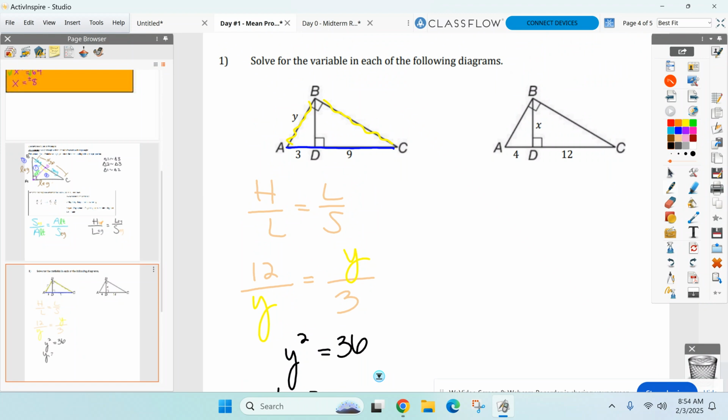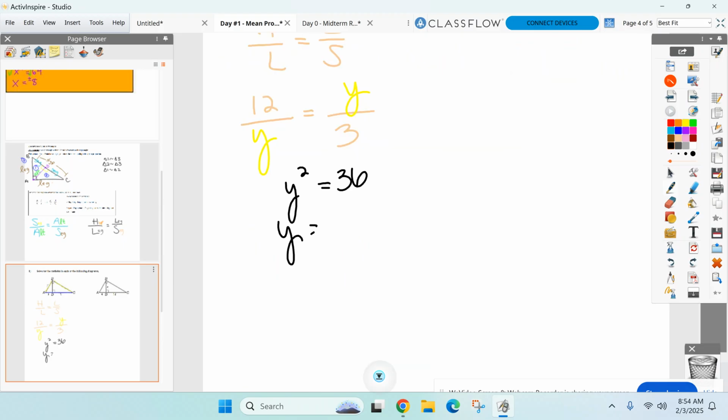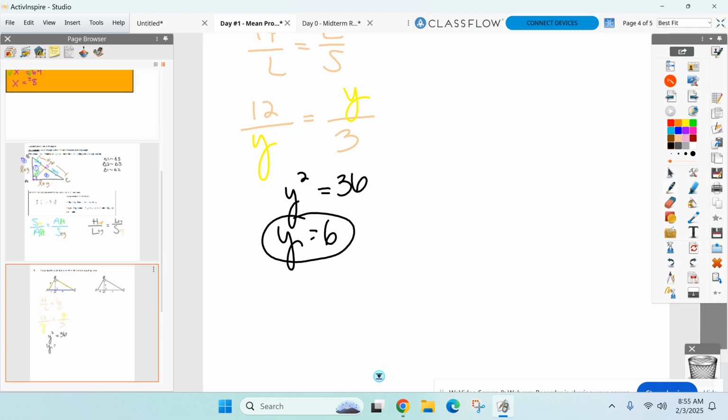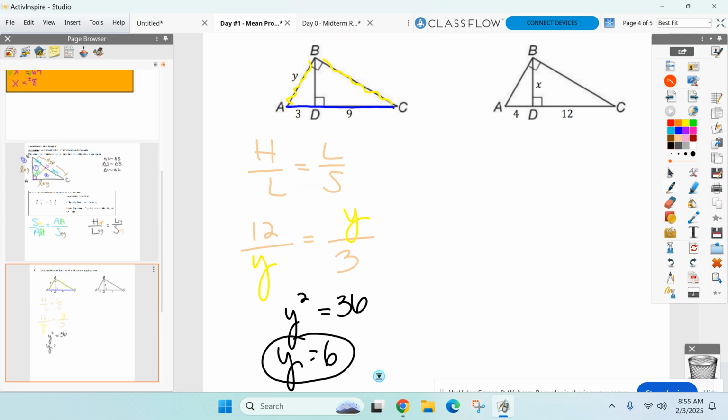-6, does that make any sense? No, you can't have a negative side length. You guys know that from last unit. Can't have a negative side length. So I'm just going to leave it as 6 because of the diagram. Questions? One more together here.